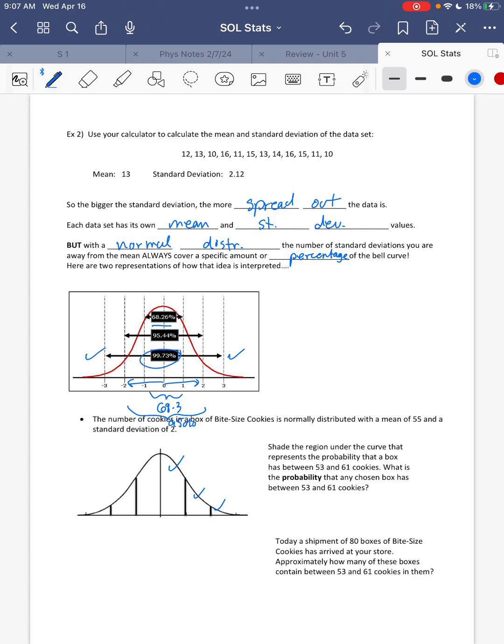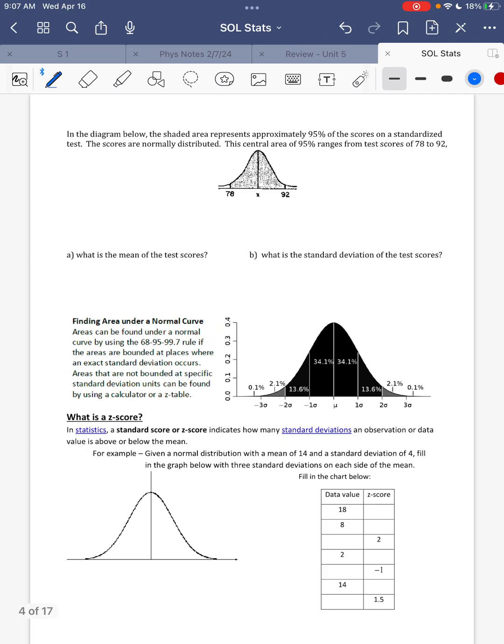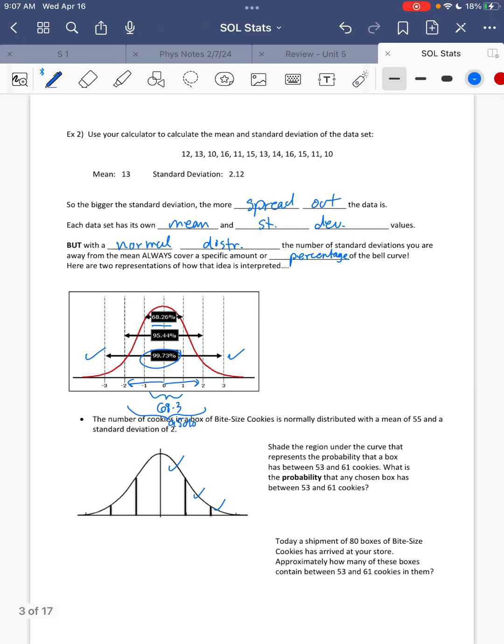Those get broken up. I think I have the picture, yes, right here. What you want to remember, or what you're going to use, is this 34.1, 13.6, and 2.1. Those are the values of the 3 regions on either side. With the standard deviation, that's what happens all the time. Okay, all right, so let me erase some of this stuff out of the way.